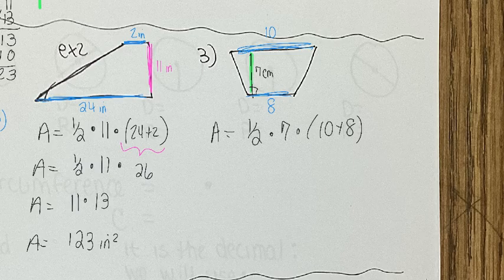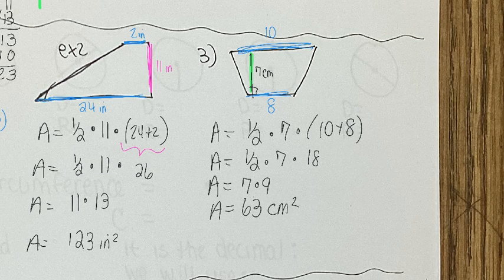Is that what your first line looks like? Is that what your second line looks like? Final answer is 63 centimeters squared. I decided to take half of 18. So my third line says 7 times 9. But you could have taken half of 7. It's just that it'll be 3.5 and that's kind of yucky. Or you could have multiplied and taken half at the very end.